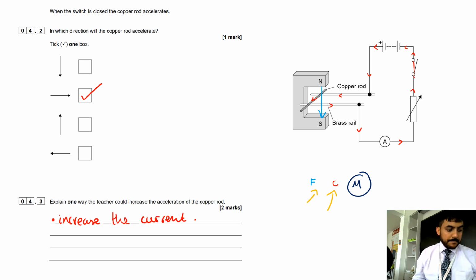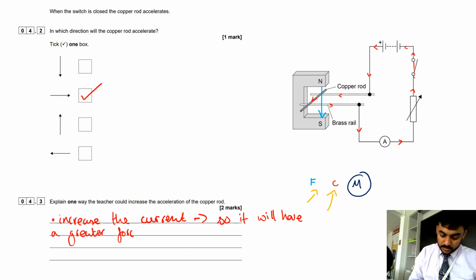Okay, and that would increase, therefore so it will have a greater force or resultant force. Then another way is to increase the strength of the field. To increase the strength of the magnetic field, we can use a stronger magnet, and when we use a stronger magnet, the explanation bit will be so it will have a greater force.